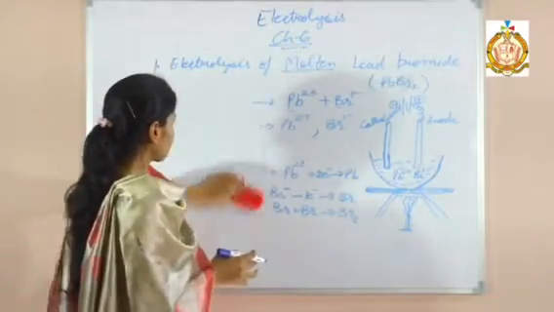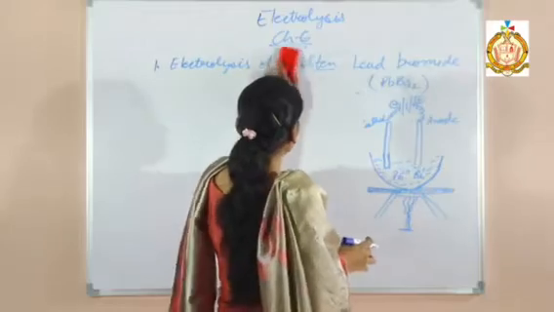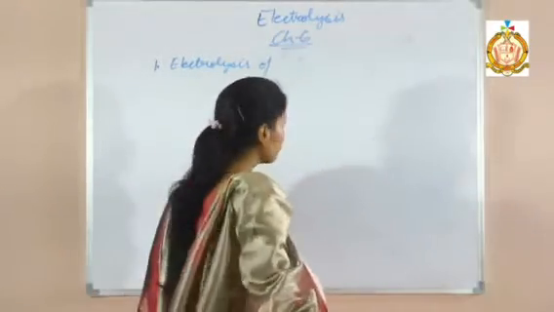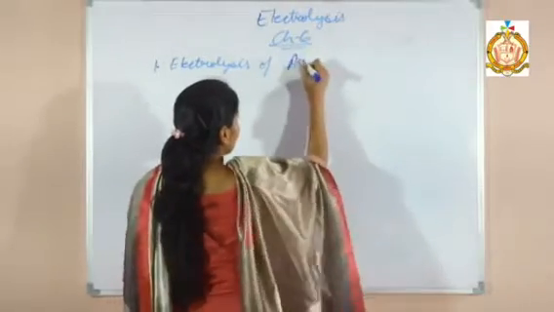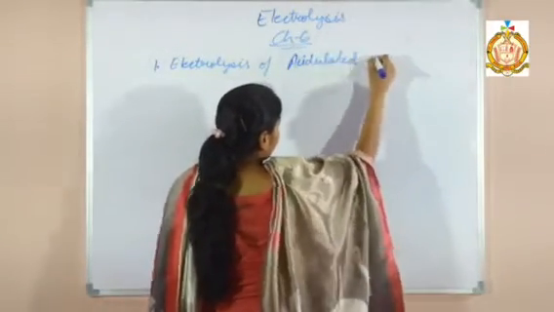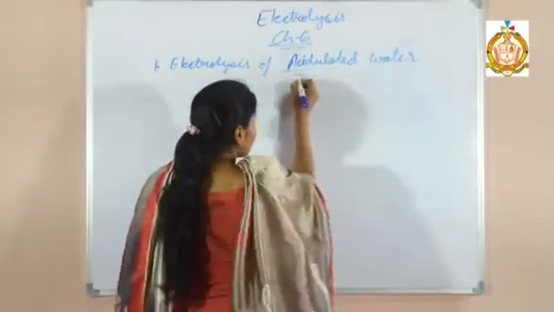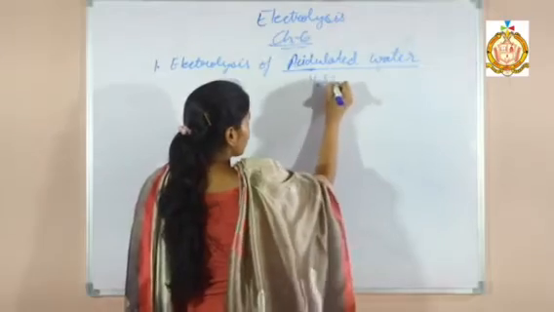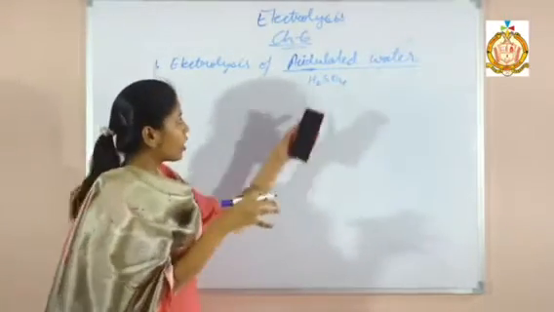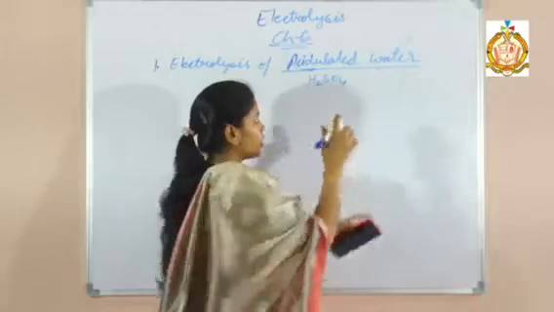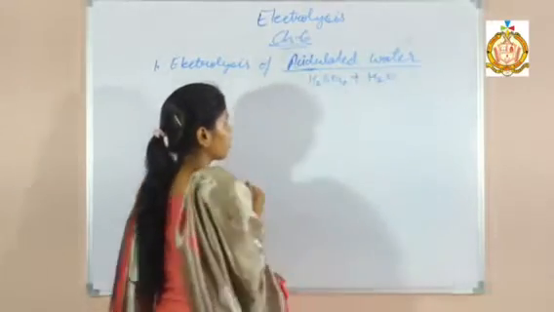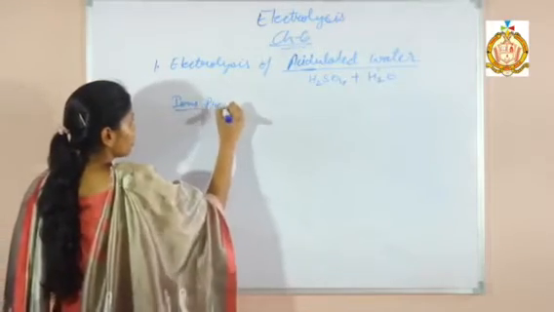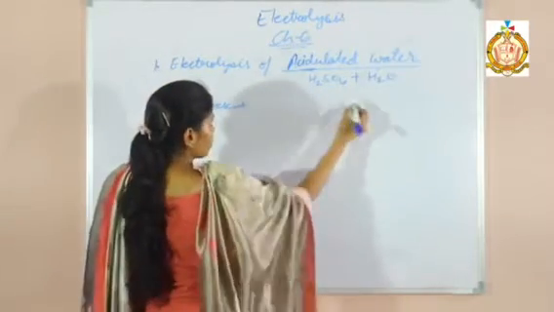Second one is electrolysis of acidulated water. From the name it is very clear, acidulated, it is related to acid, means small traces of acids are used so that we can ionize the water. Water and acid, these two are there. So ions present, first step. Which ions are present? As you know, sulfuric acid.